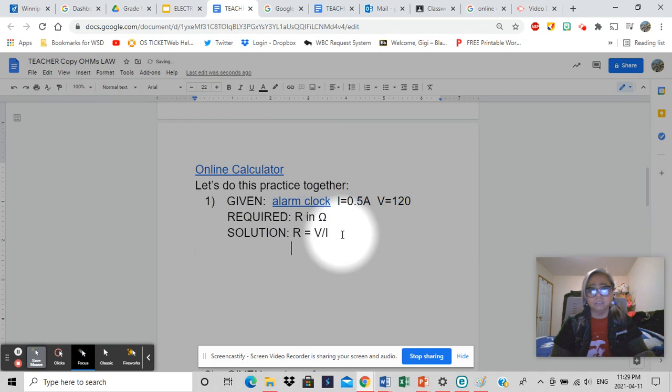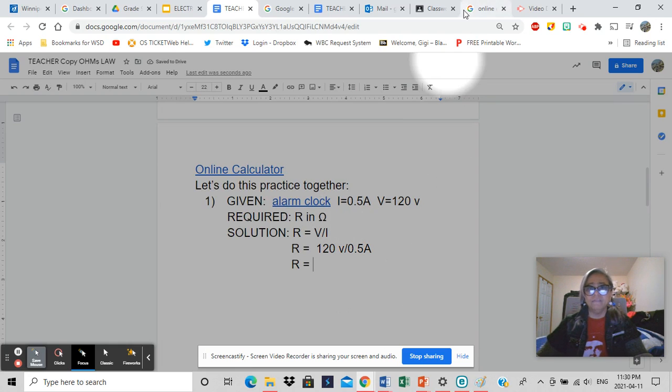You can just substitute the values now that you see. So R now becomes V. V is what? Don't forget the unit of measurement there. It should be in volts. You can have it in small v or capital V. So here, now have 120 V divided by what? I. I is 0.5 A. So very simple.